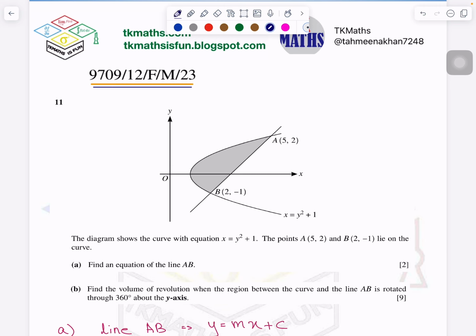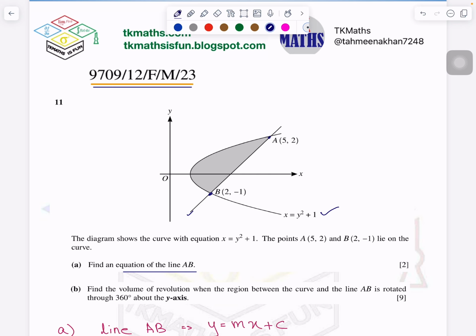In the first part, you have to find the equation of the line AB. The equation of the curve is given to you, and there is a line passing through the 2 points on the curve, A and B, and the points are given to you. So this is question number 1. What comes to your mind? It's a very simple question which is merged with coordinate geometry. So yes, you are right.